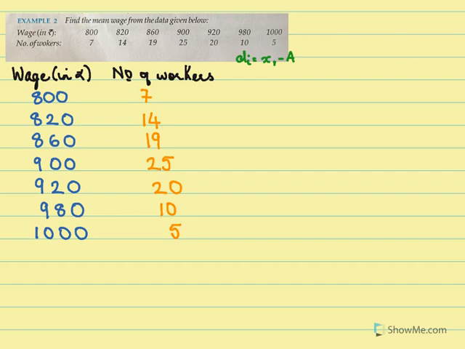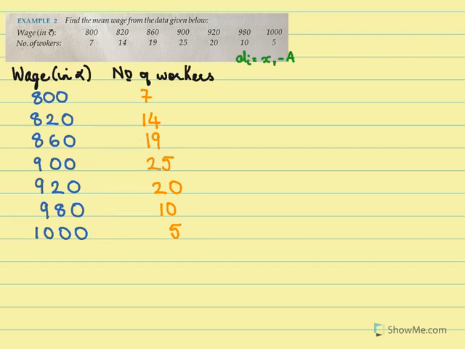Now for the next sum, we have wages in rupees and number of workers. We need to find the mean. Now what is the meaning of this table? There are 7 workers that earn 800 rupees. There are 14 workers that earn 820. There are 19 workers that earn 860. 25 workers that earn 900. 20 workers that earn 920. 10 workers that earn 980. And 5 workers that earn 1,000 rupees.